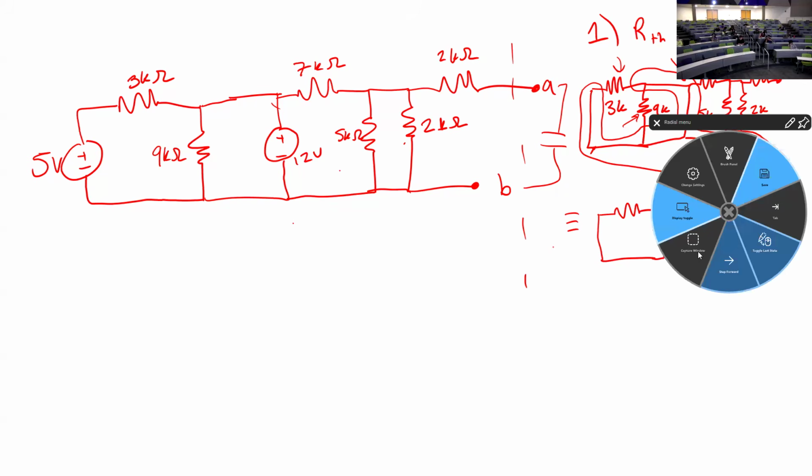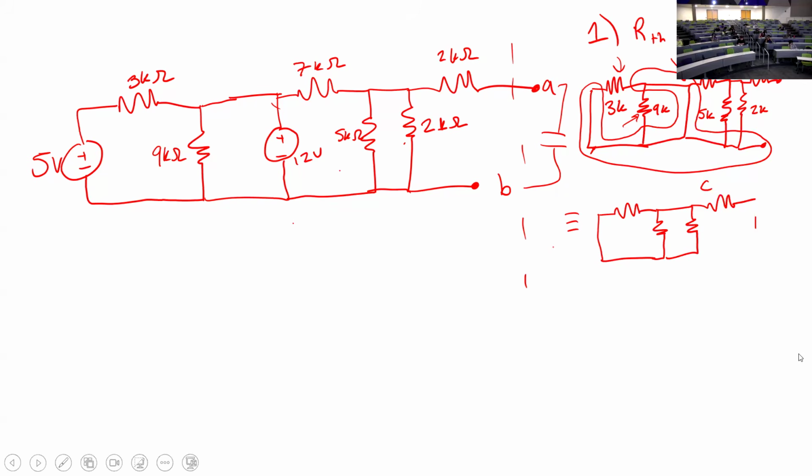Just like this. This is A, and this is B. This is 2 kiloohms. This is 2 kiloohms. This is 5 kiloohms, and this is 7 kiloohms. Okay, so these two get crossed out. From here, now I see 3 resistors in parallel because they share both nodes on either side of them, the terminals. So this now becomes the little R equivalent here.